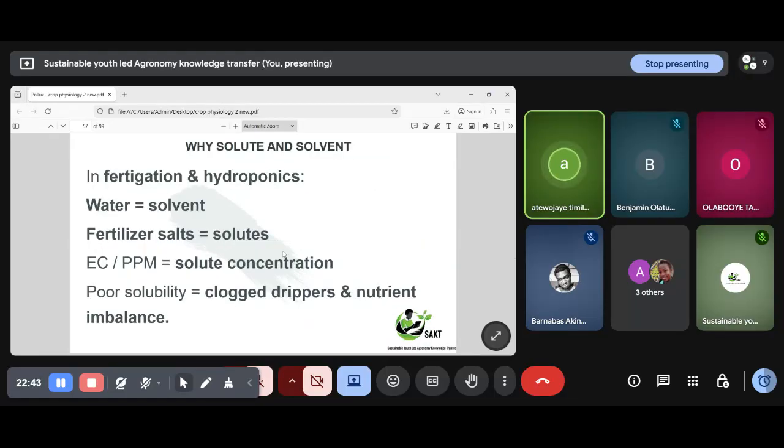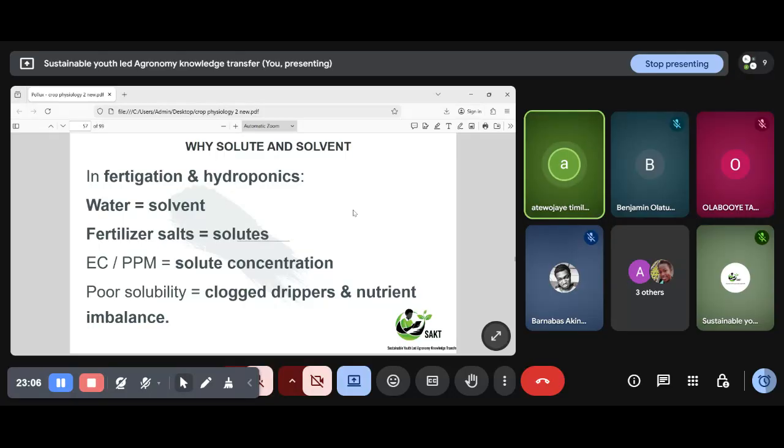So in fertigation and hydroponics, water equals solvent, and fertilizer salt equals solute. So you can see now that EC and ppm are your solute concentration. You have some possibility of clogged drippers and nutrient imbalance. So that is why we also have nutrient imbalance in your crop.